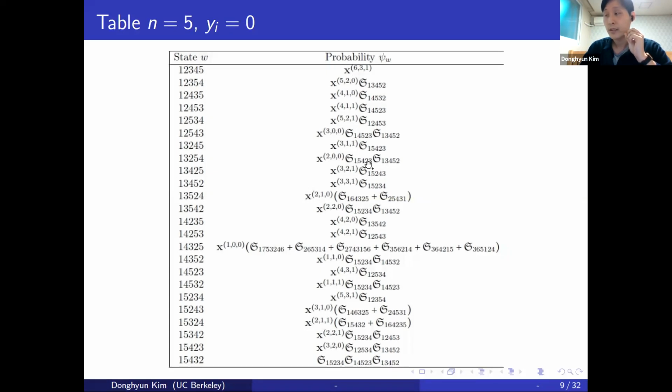The product of Schubert polynomials is known to be a positive sum of Schubert polynomials. And in this table, you can see many probabilities that are represented by products of Schubert polynomials, the underlined probabilities. They look very nice: a monomial times a product of Schubert polynomials. So we have focused on those probabilities, and our main result is an explicit formula for these probabilities.